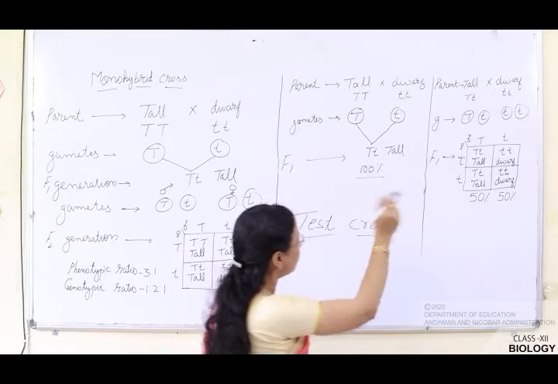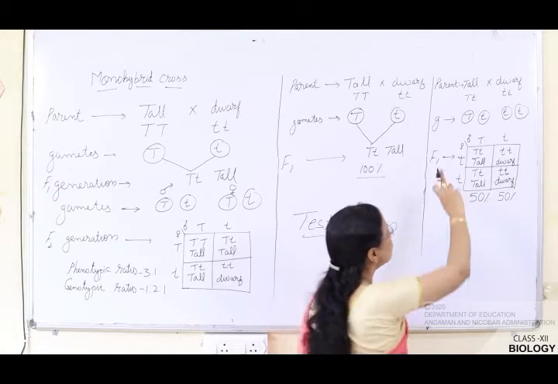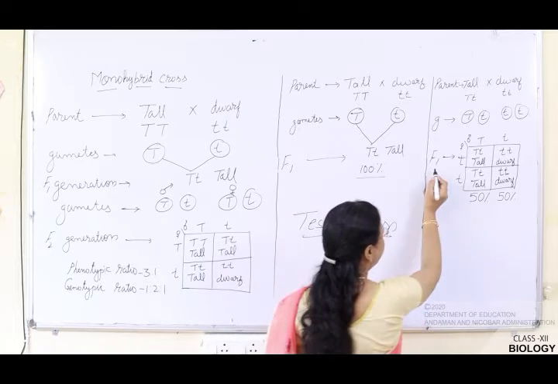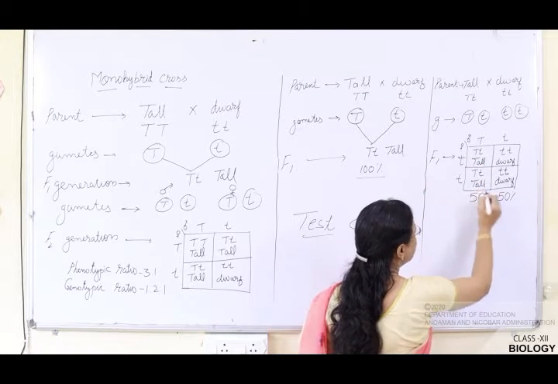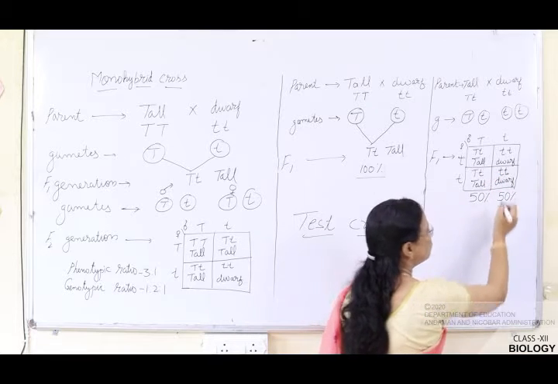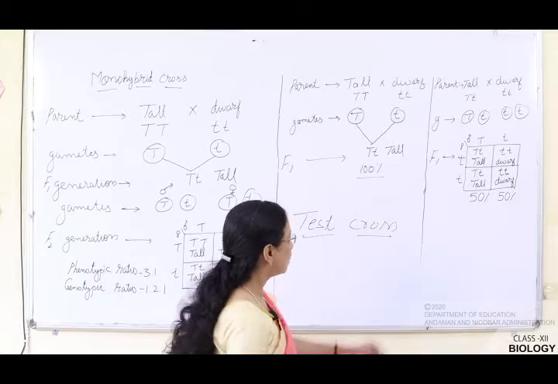Now come to the next cross. This is a heterozygous tall plant. When it is crossed with a recessive trait, that is dwarf, in the F1 progeny 50% of the progeny show the tall trait and 50% show the dwarf trait. What have you learned from this cross?